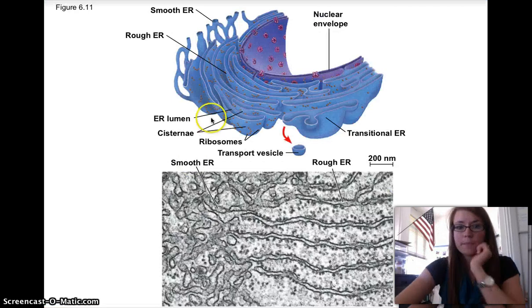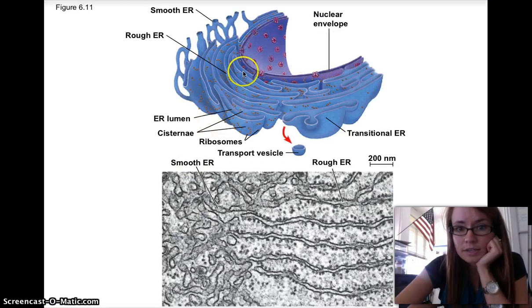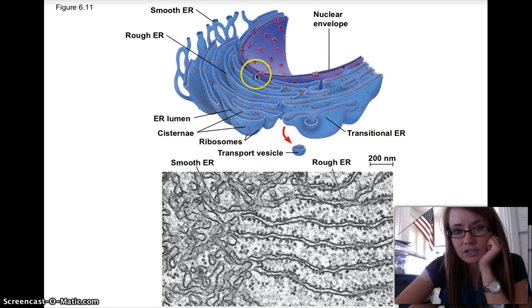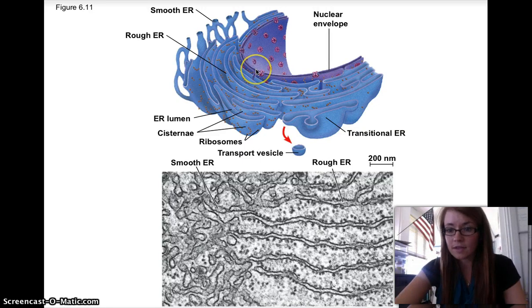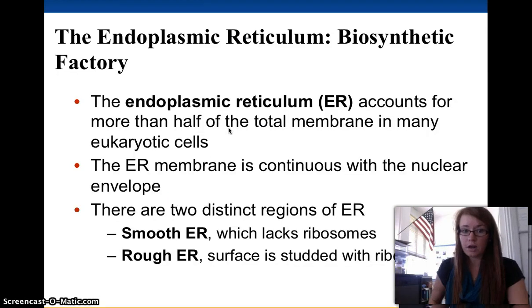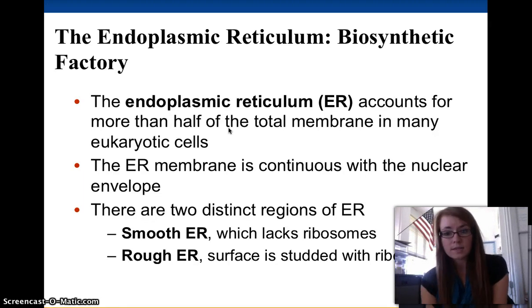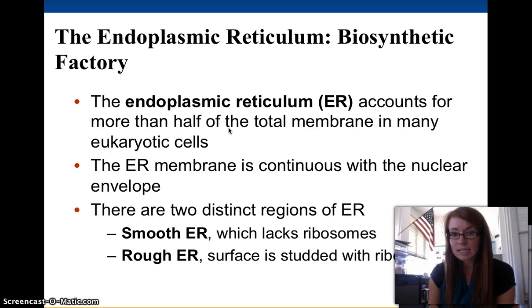Okay, so you can see here, here's the nuclear envelope right there. There's all the pore complexes. You can see, like right here, that it's actually connected. The double membrane of the ER is actually connected to the double membrane of the nuclear envelope. And there's two kinds of ER, smooth ER and rough ER. Smooth ER is smooth because it doesn't have ribosomes on it, and rough ER is rough because it is covered in ribosomes and looks bumpy under a microscope.